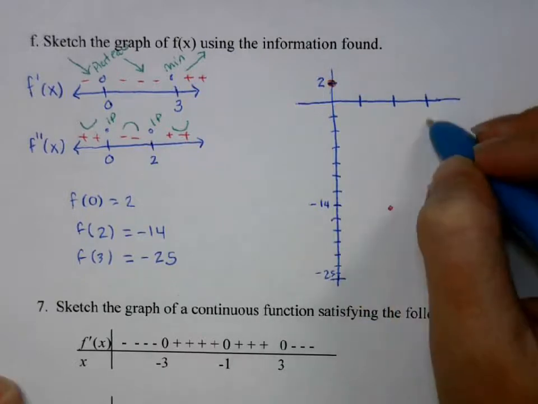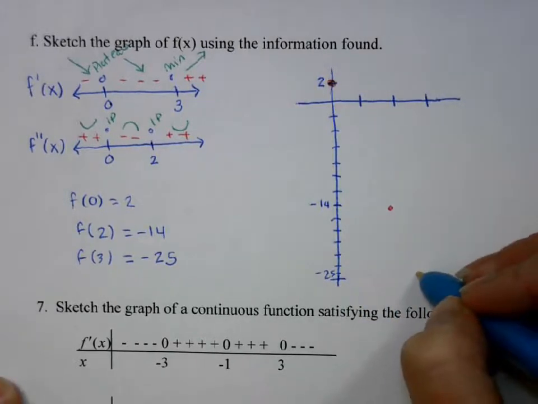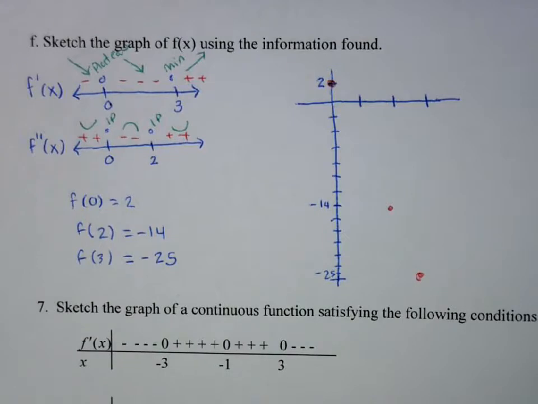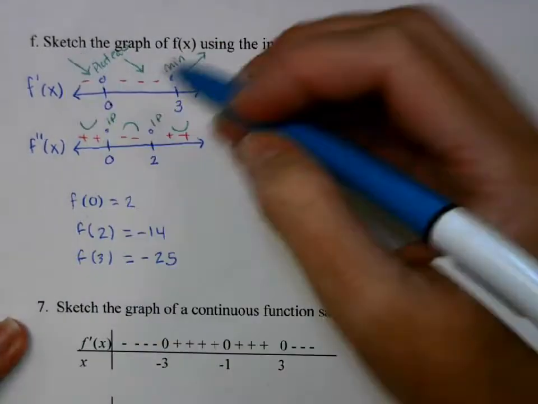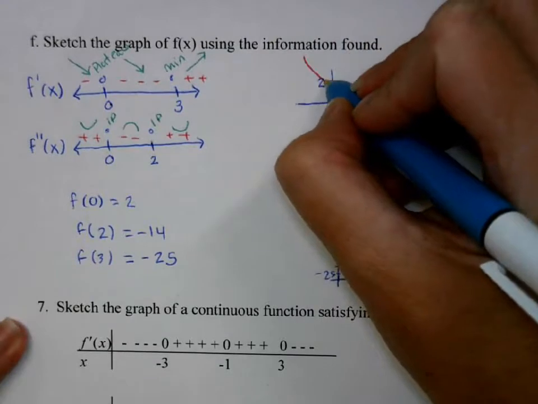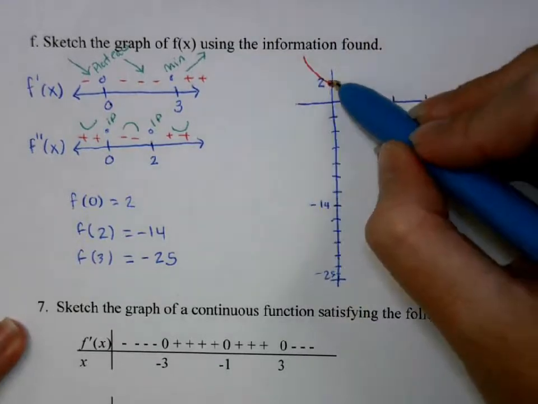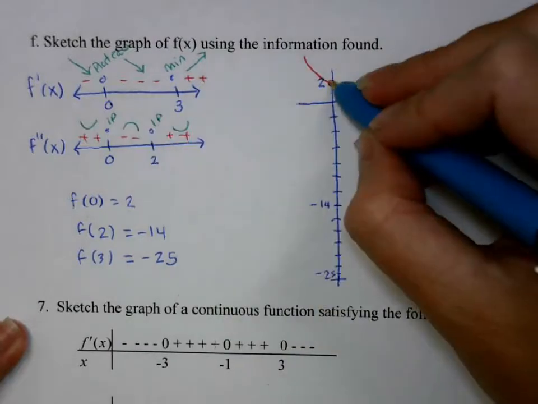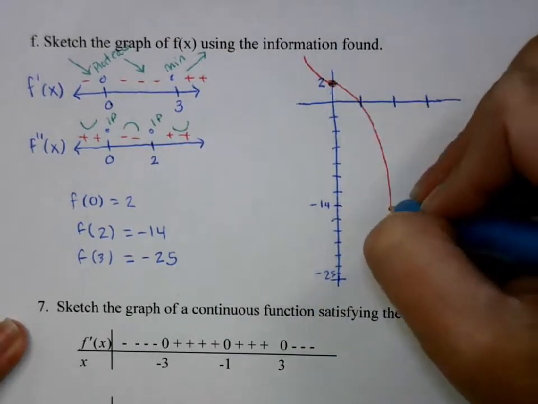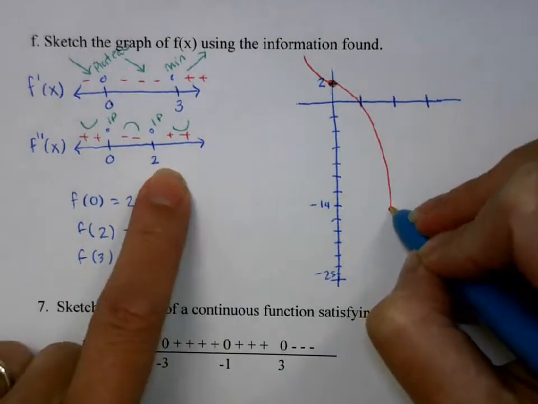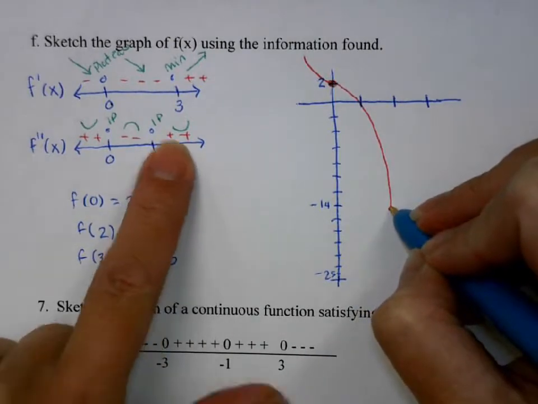Okay, at 0 we have a plateau, so it's going to be concave up and decreasing to get there. It hits a plateau. It's then decreasing but concave down until we get to 2. At 2, it switches to concave up, but it's still decreasing, then it goes to increasing and concave up.